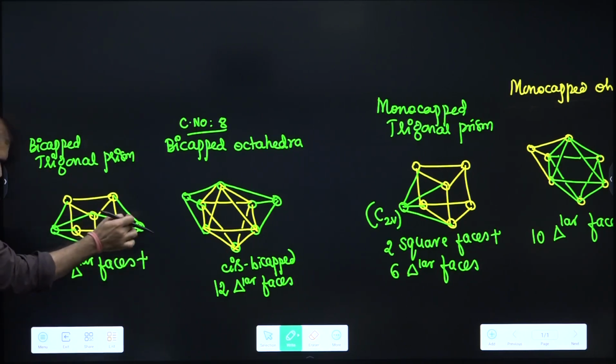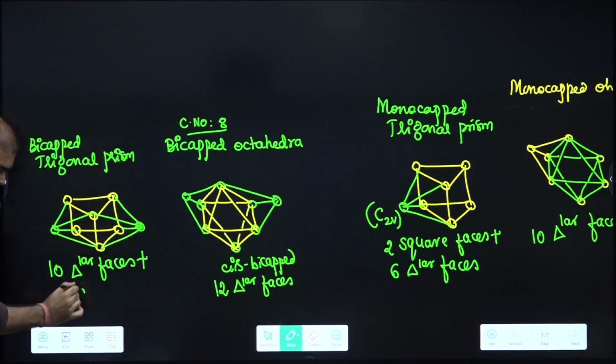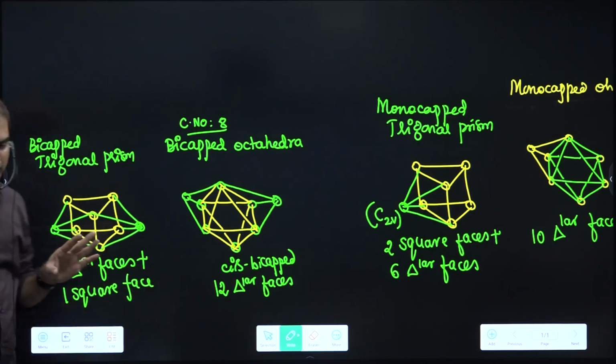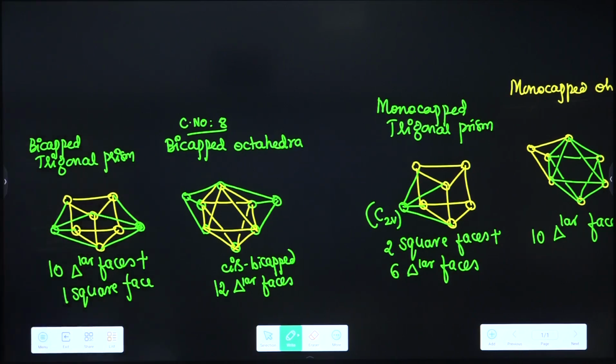This square face and this square face got capped, so away there is one square face. Whichever face is embedded, don't include it. 10 triangular faces and one square face. I'll try to show the molecular model. You tell me what point group does it belong to.